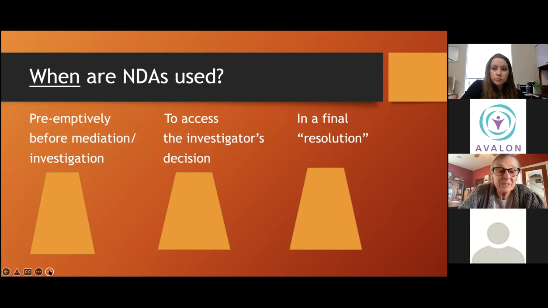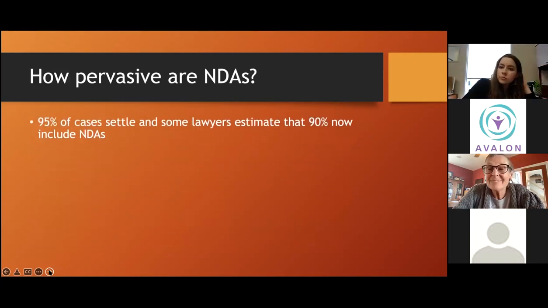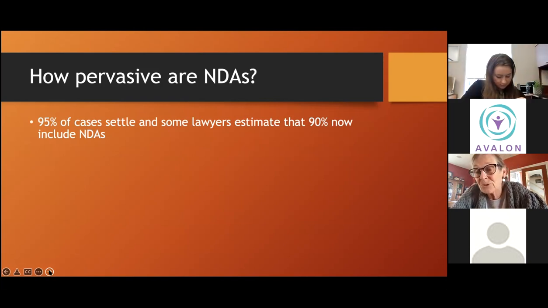So those are places that you might see them, and you may have other places that you're seeing them, but those are the three places that we're mostly seeing them. How pervasive are they? Well, important to know that 95% of cases settle. And that's always been the case for about 35 years now. Consistently, cases settle for reasons that I'm sure are fairly obvious. Victims want closure. They don't necessarily have the resources or the emotional stamina to go through what a full tribunal or court procedure would involve.